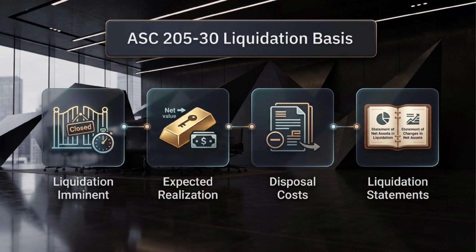In the previous class of ASC 205, we discussed discontinued operations, where a major business exit gets separate presentation. Today we move one level deeper into financial statement seriousness. ASC 205-30, liquidation basis of accounting.